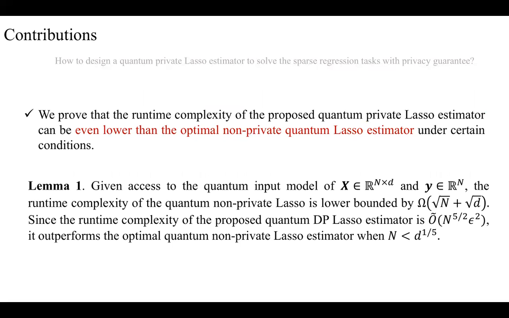Second, we prove that the runtime complexity of the proposed quantum DP lasso can be even lower than the optimal non-private quantum lasso estimator under certain conditions. As we can see in this lemma, we prove that the runtime complexity of the quantum non-private lasso is lower bounded by square root n plus square root d. But for the quantum DP lasso, the runtime is independent of the feature dimension d. This implies that when n is less than d to the 1/5, the runtime of quantum DP lasso is less than quantum non-private lasso.